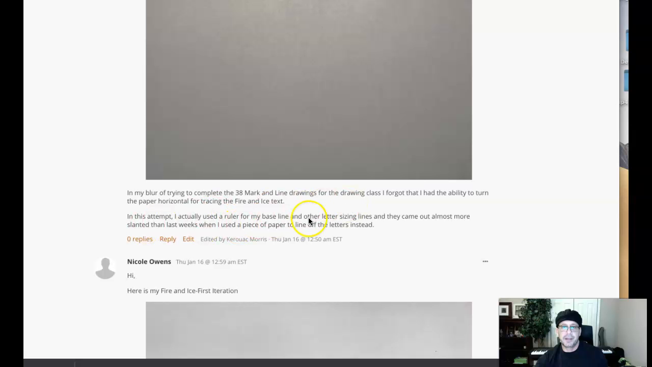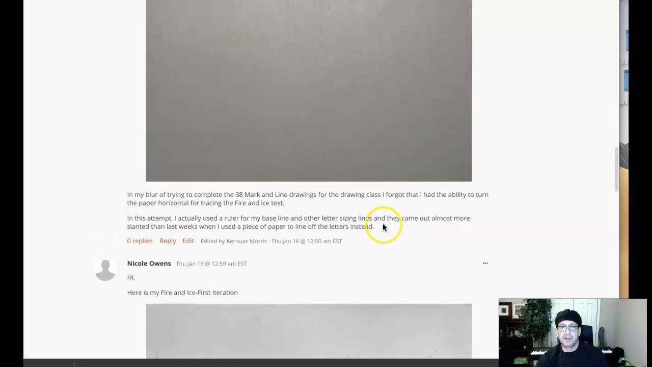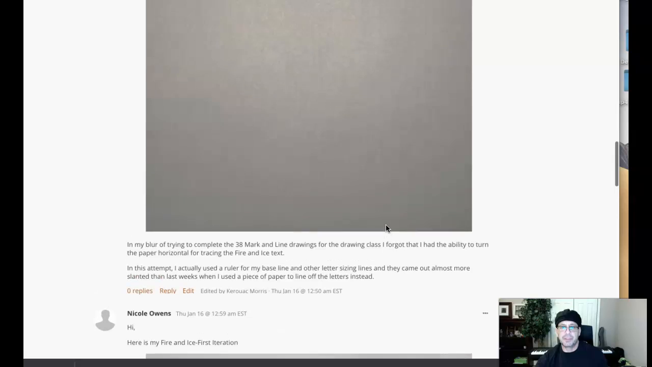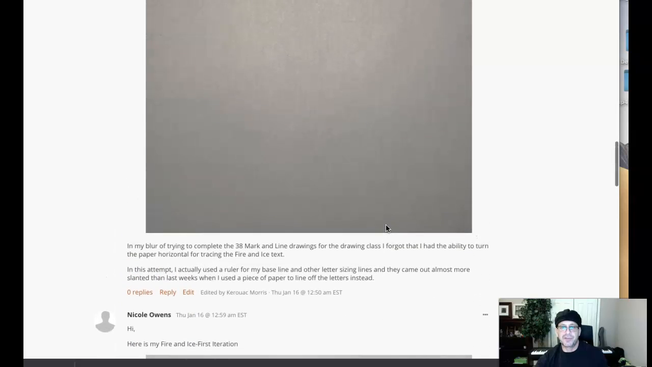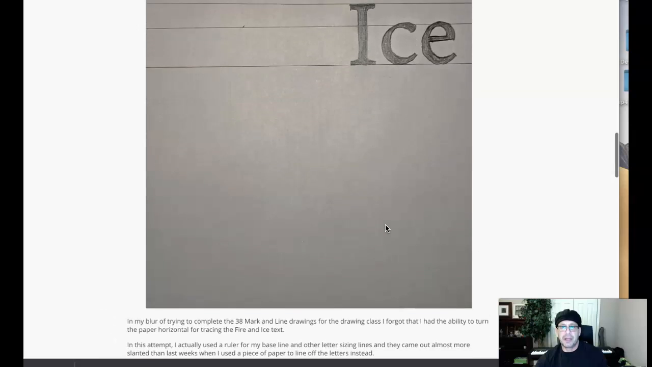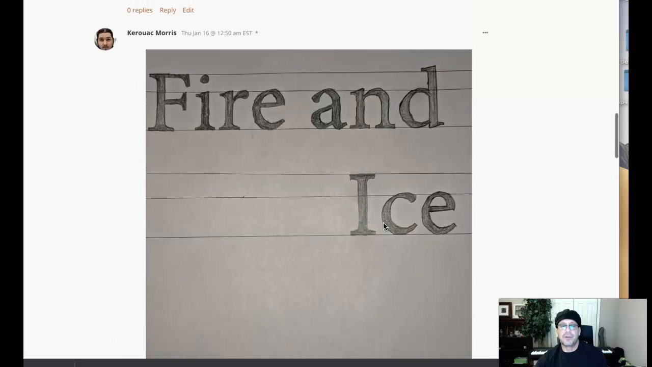Okay. In this attempt, I actually used a ruler for my baseline and other letter sizing lines, and I'm okay with that. I know in week one we weren't allowed to use any straight edges, but I'm okay with establishing baseline, mean line, cap line with a ruler or a straight edge because I think that's just that important to establish a good foundation for the rest of the assignment. So I'm okay with that.